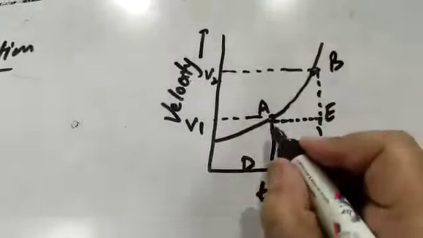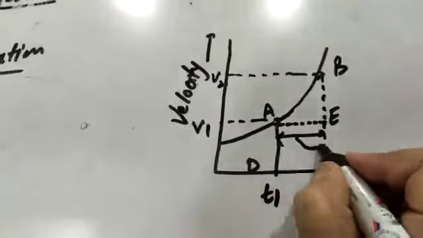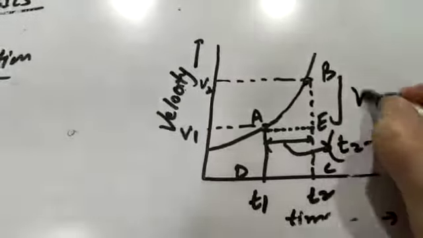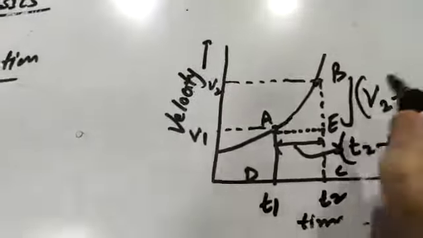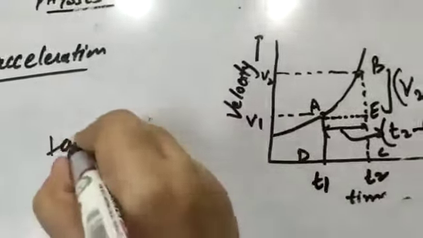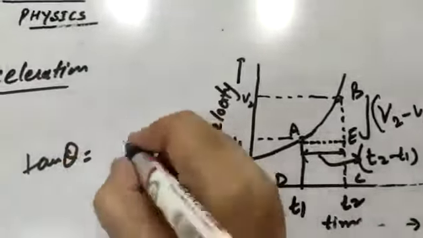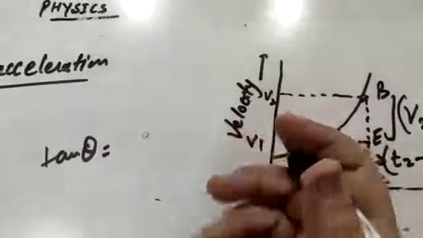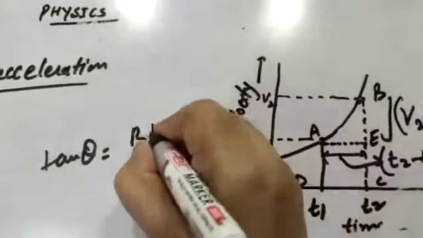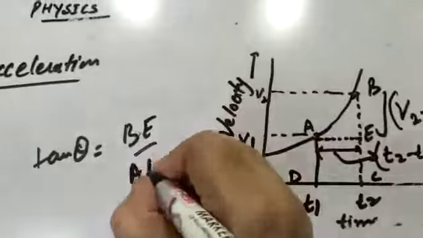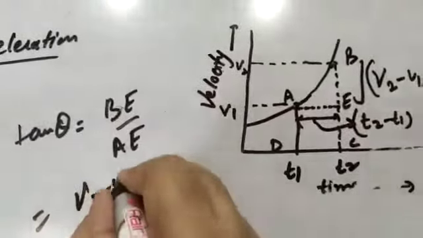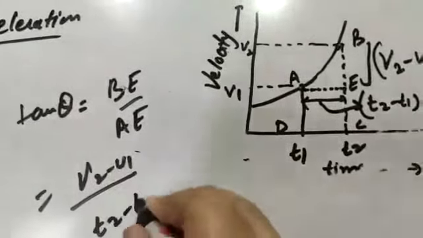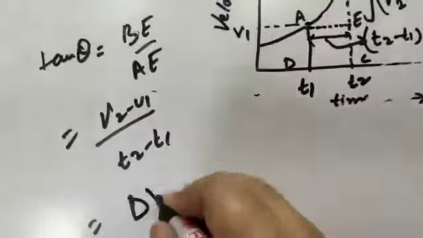So to be clear, this is the difference in time, which is t2 minus t1, and this is the difference in velocities, which is v2 minus v1. Now if we talk about the slope of this, for slope we need to find tangent theta, which is perpendicular upon base. So what is the perpendicular here? BE, and what is the base here? AE. So the perpendicular is v2 minus v1 and the base is t2 minus t1. That is equal to delta v by delta t.